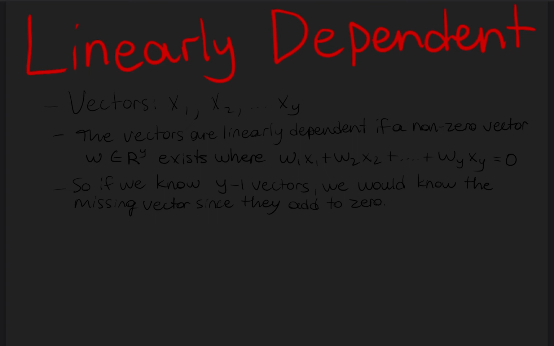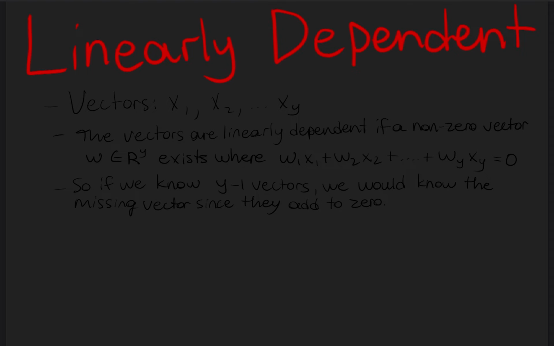Say that we have the vectors x1, x2, and so on until xy. So we have y vectors. The vectors are linearly dependent if a non-zero vector w exists where w1 times x1 plus w2 times x2 plus all of them up to wy times xy equals 0. Basically we have a vector w and we're multiplying it by each of the vectors, taking their sums, and eventually once we add all of them up, we'll get 0.